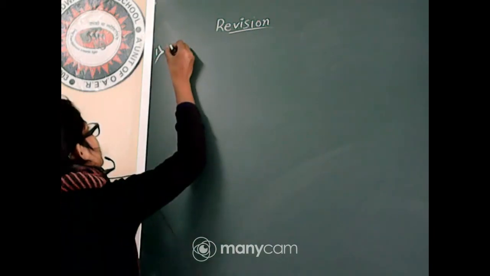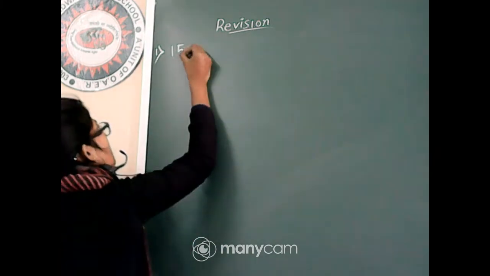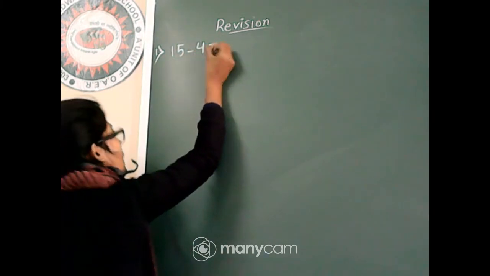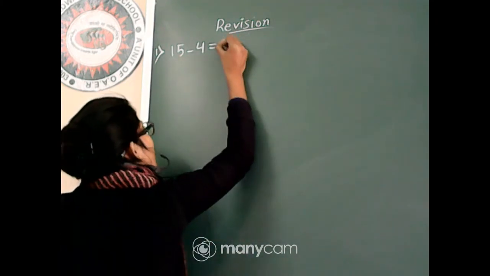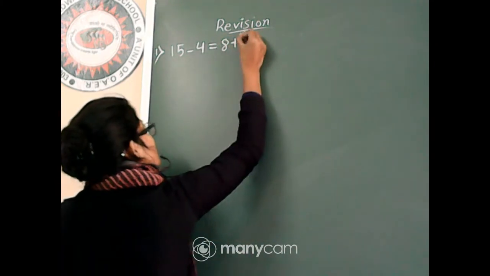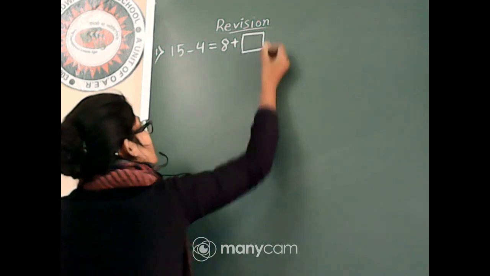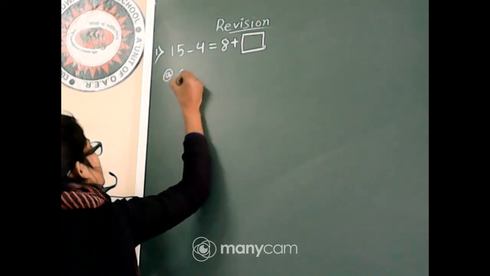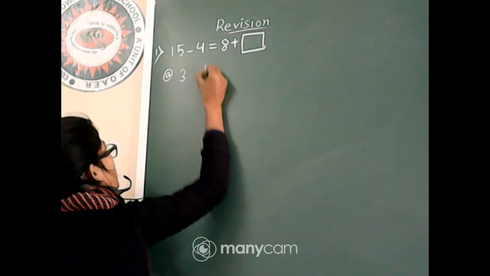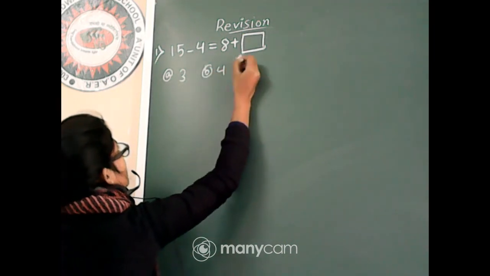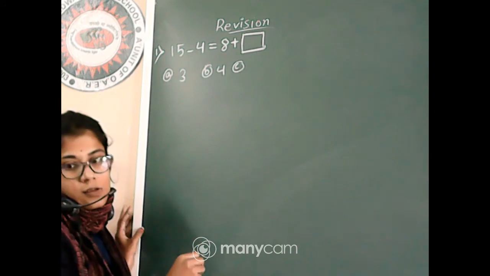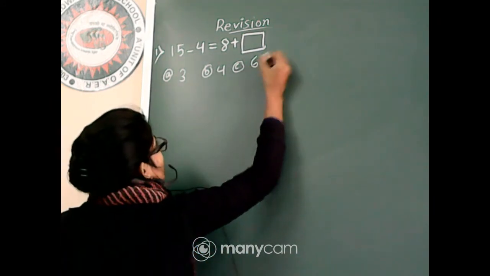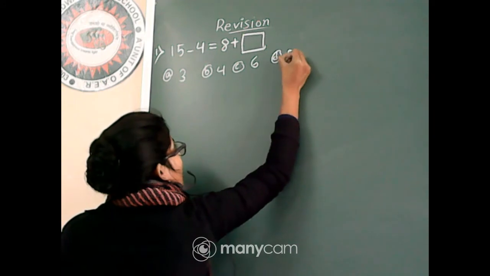Okay, the first question that I have given here: 15 minus 4 equals 8 plus dash. Now the options are: A is 3, B is 4, C is 6, D is 5.